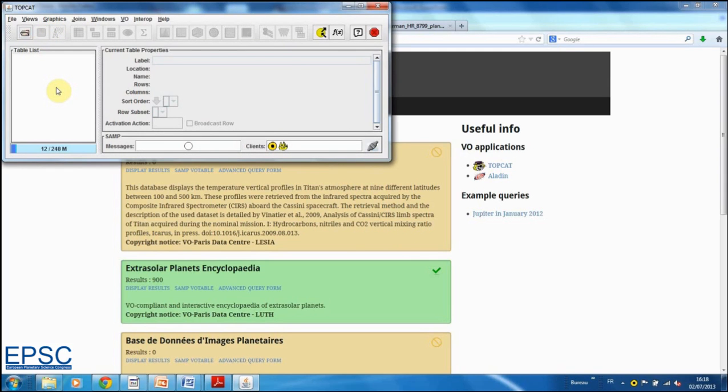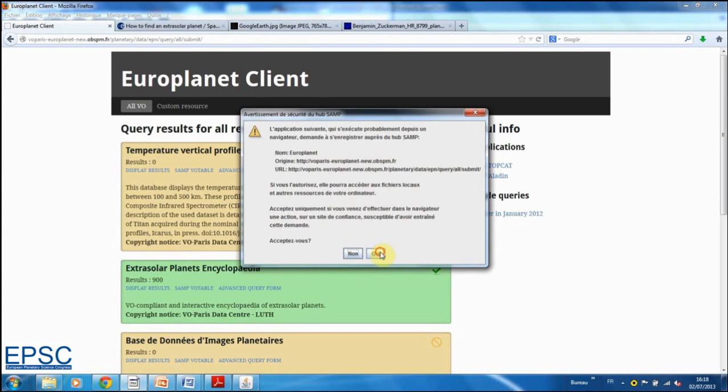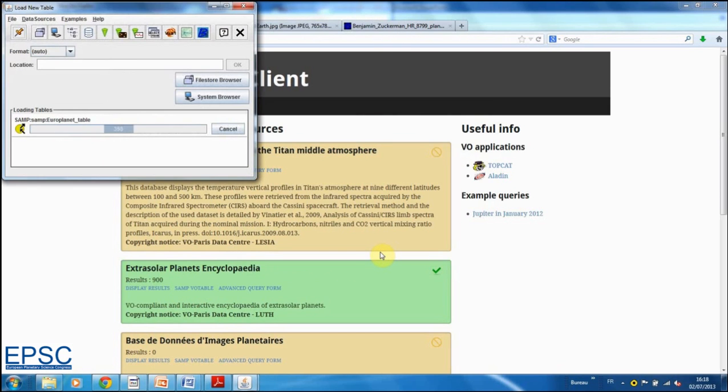Now we need to transfer data from the Exosolar Planet Encyclopedia to TopCat. The VO will help us once again with a protocol called VO-SAMP, Simple Application and Messaging Protocol, which permits to transfer automatically the entire exoplanet catalogue to the client TopCat.